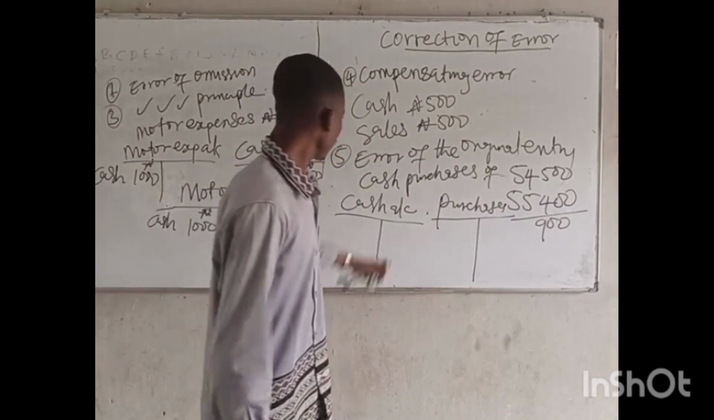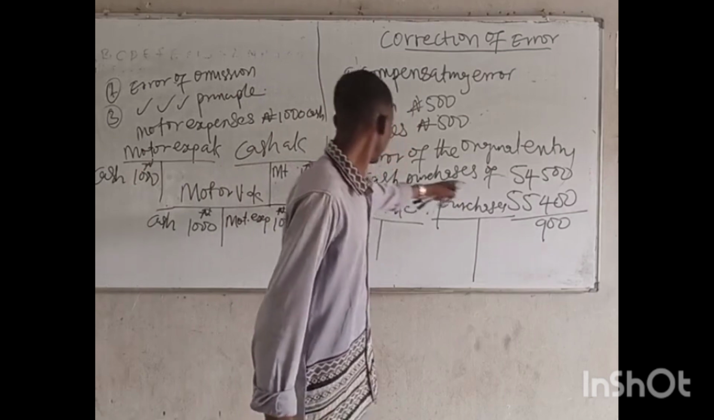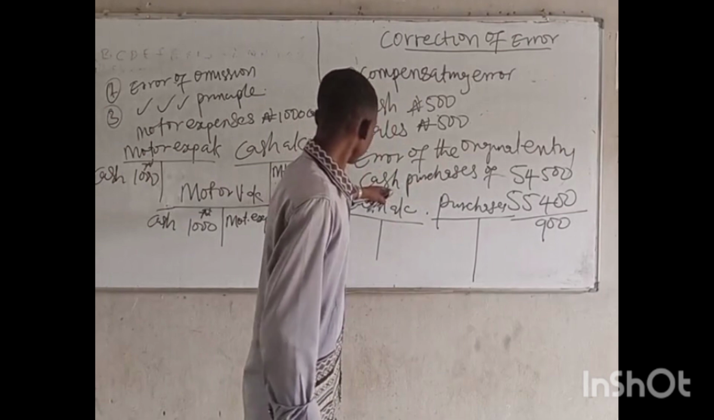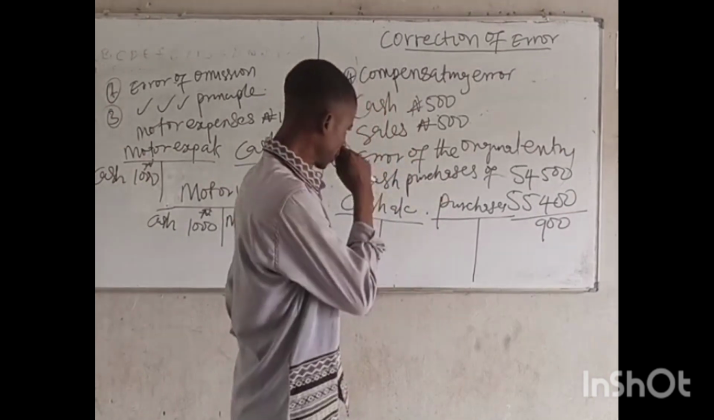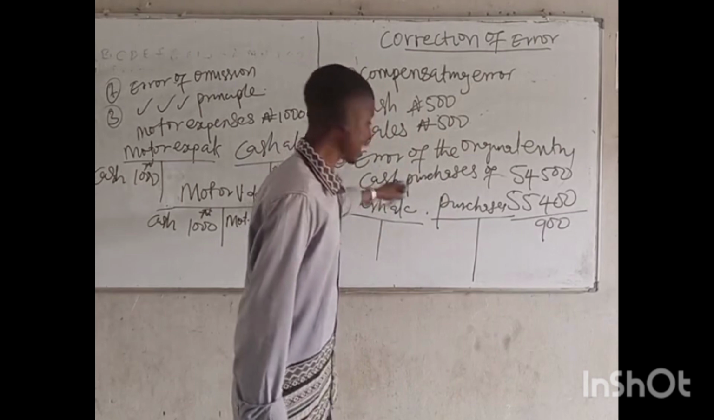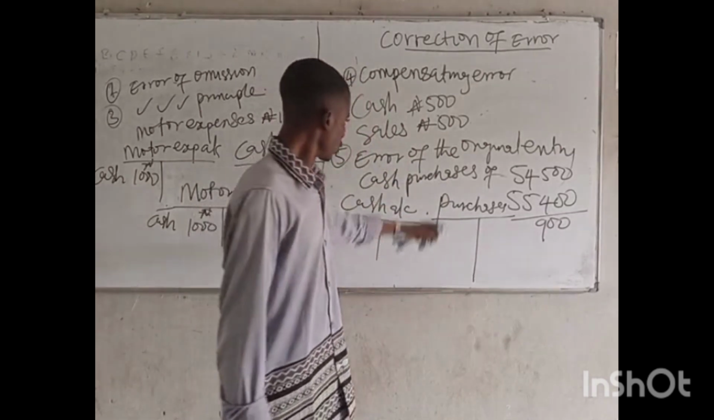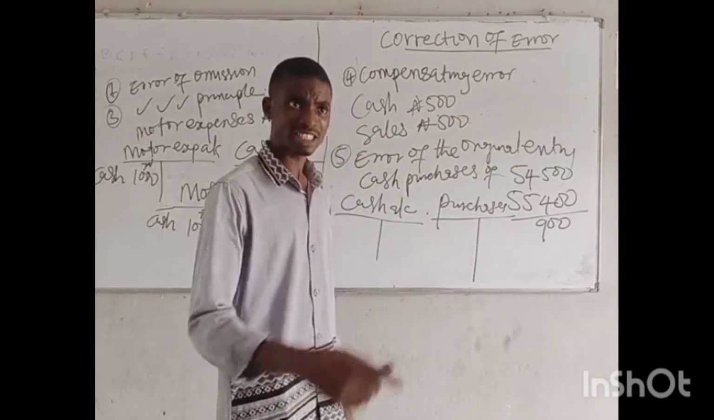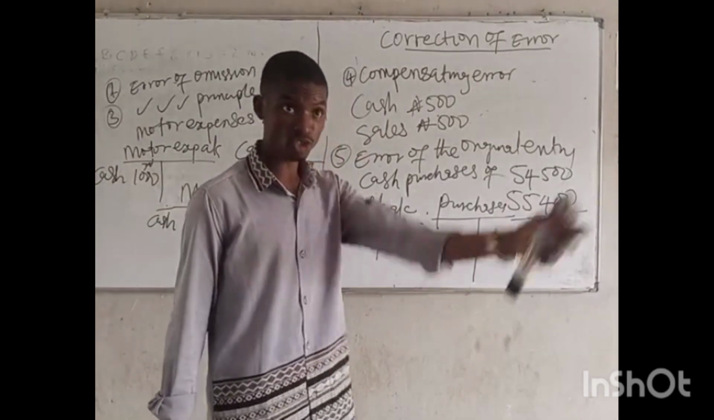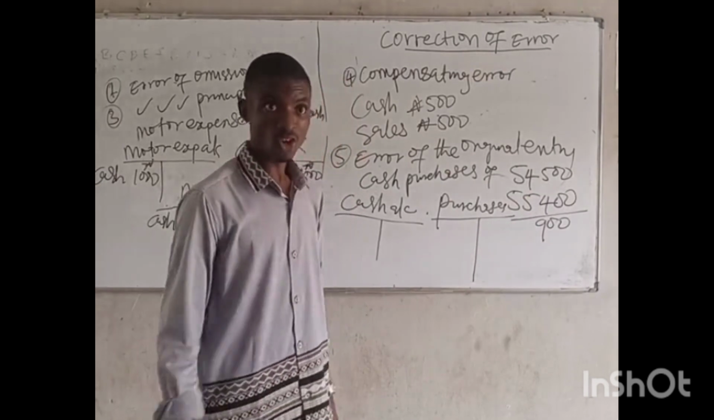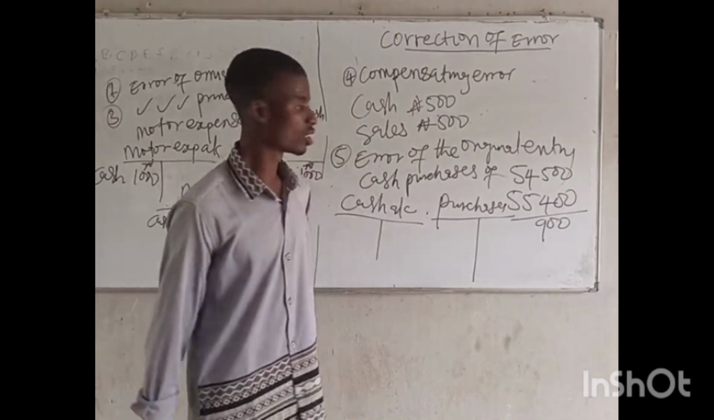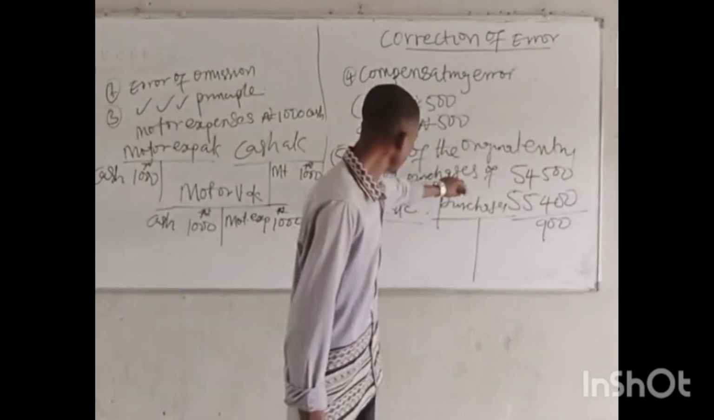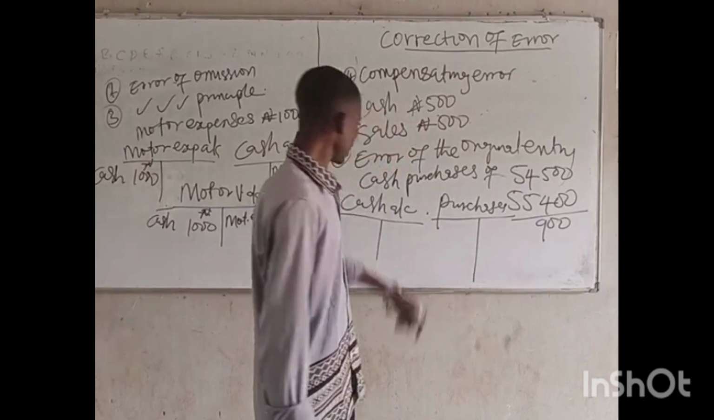The normal double entry for this transaction, cash purchases, would have been to debit the purchases account and then credit the cash account, because the cash is going out. You are using the cash to purchase the goods, so cash is going out. When an asset is decreasing, you credit. But when an expense is increasing, you debit. So we're supposed to debit the purchases account and credit the cash account.